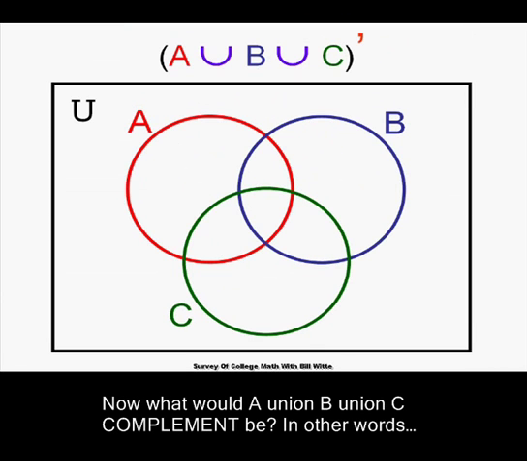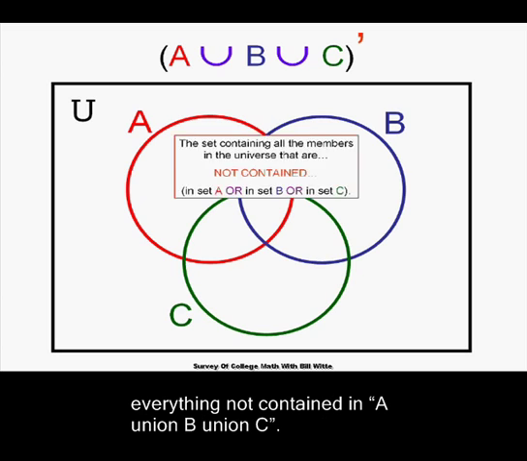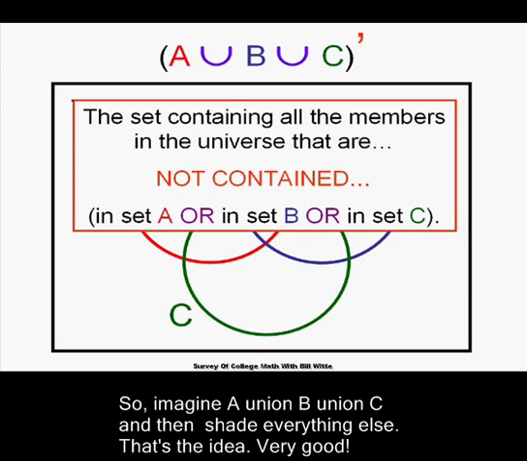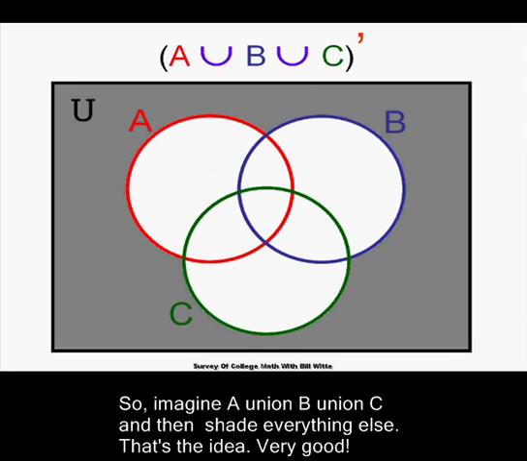Okay, now, we just did A union B union C. What would the complement of A union B union C be? In other words, just remember that this thing isn't as black as it appears. This isn't that bad. Everything not contained in A union B union C. So imagine A union B union C and shade everything else. That's the idea. Very good.